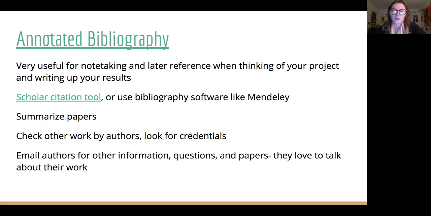And while you're reading, in your annotated bibliography, a good thing to do is to summarize the paper, what they did, what they found, the things that were actually their findings and not what they were referencing. So you also want to look into who the authors were, what their credentials were. And if you have any questions about the papers, you can email those authors, ask for questions, other information, or just to talk to them, because they probably would love to have a captive audience. And it can be really good for networking and things like that.